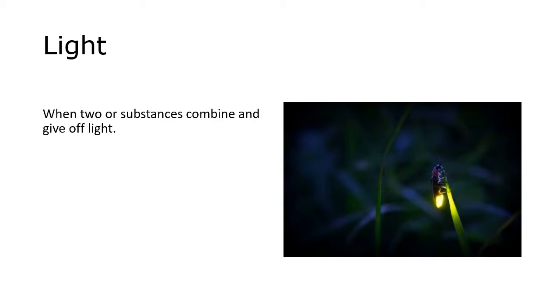The obvious example of heat and light is fire. But the humble firefly produces light through a process called chemiluminescence. This is light without heat. This is the same reaction that occurs in glow sticks.